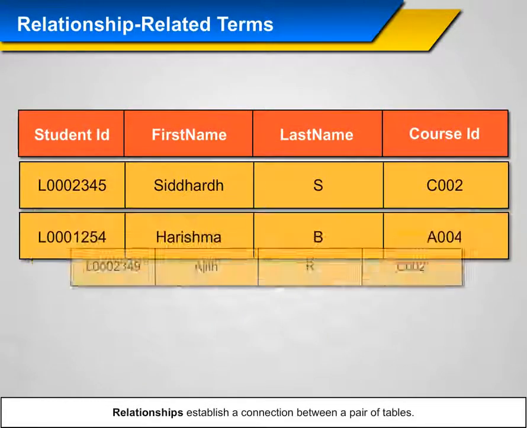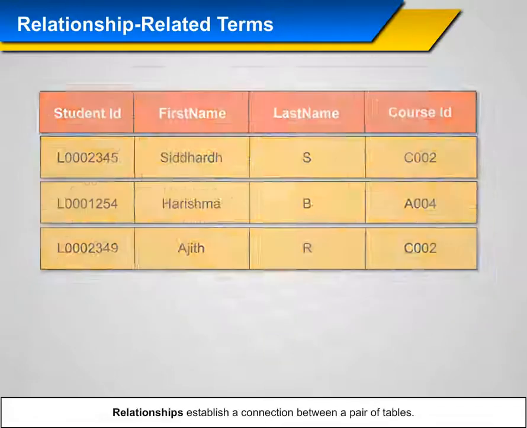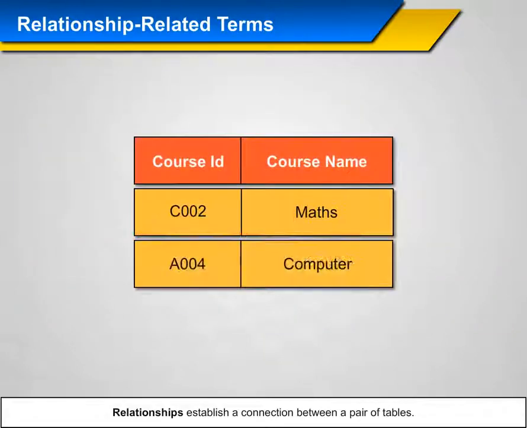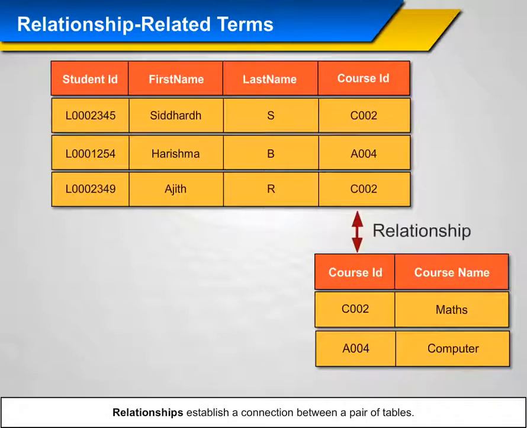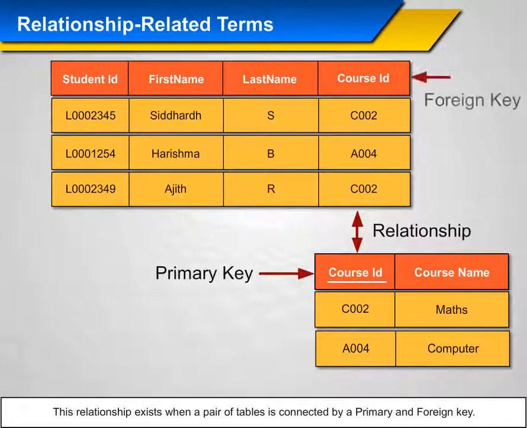Relationship-related terms. Relationship establishes a connection between a pair of tables. This relationship exists when a pair of tables is connected by a primary and foreign key.